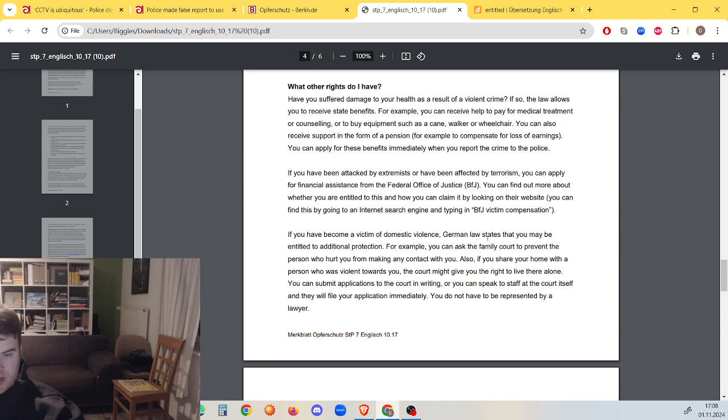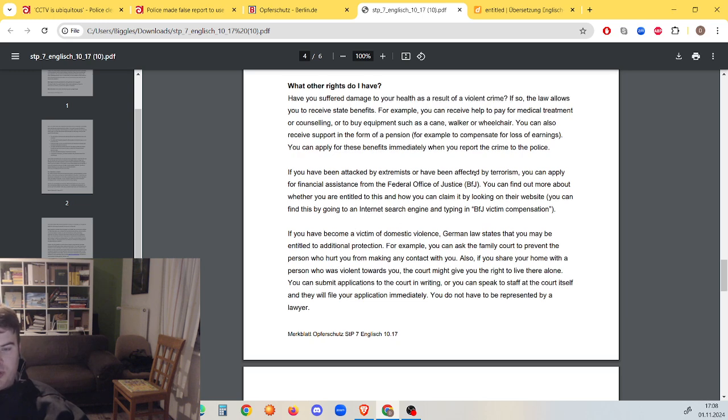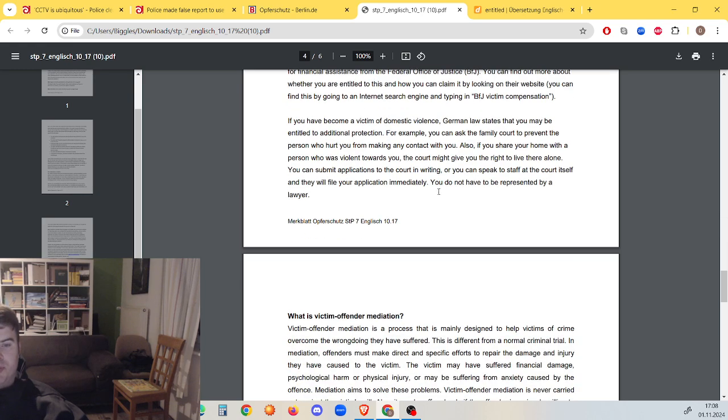For example, you can ask the family court to prevent the person who hurt you from making any contact with you. Also, if you share your home with a person who is violent towards you, the court might give you the right to live there alone. You can submit applications to the court in writing, or you can speak to the staff at the court itself, and they will file your application immediately. You do not have to be represented by a lawyer.